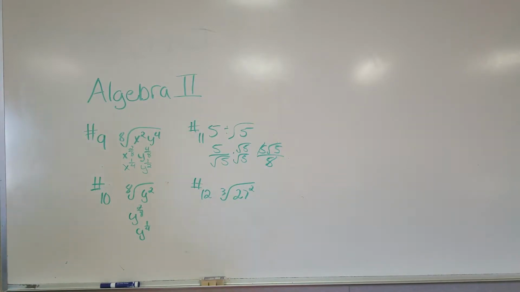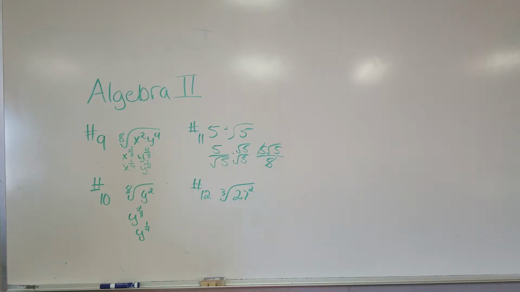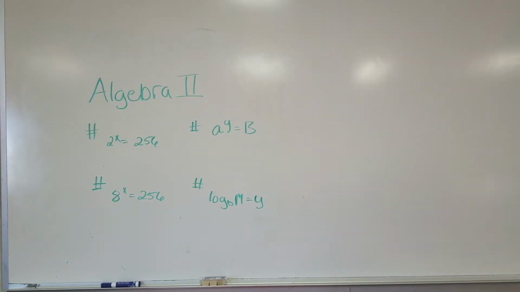Number 12, again, it's a radical. Remember, you're just going to work this problem. You're going to say 27 squared, so go 27 times 27, and then find the cube root of that. Again, you can use your scientific calculator. I didn't put numbers in.